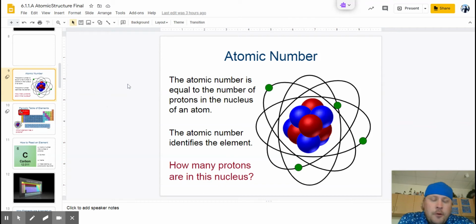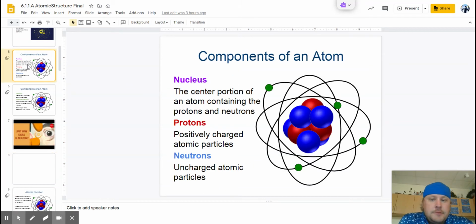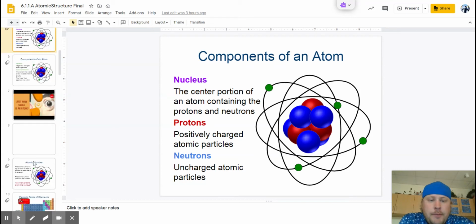Right. Before, if you remember, we've been talking about the components of an atom. So we talked about what the nucleus is, we talked about what the protons are, what neutrons are, and electrons and how they orbit the nucleus, and together all of those components make up an atom. Now what we're going to be moving to is, what's the purpose of this? How in the world can we figure out how to identify an element, how to identify the atoms that are inside of that element?